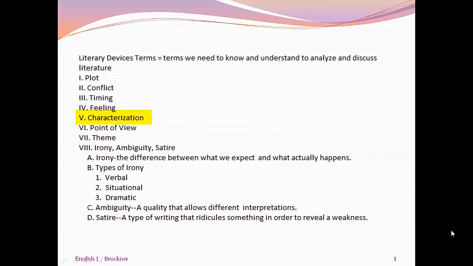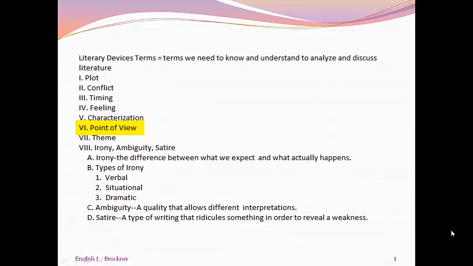Our fifth lesson focused on characterization, and we discussed how an author creates a character within a story through direct characterization and indirect characterization. We looked at character labels, being the protagonist, the antagonist, and supporting characters. We talked about the types of characters: flat, round, dynamic, and static. And then we talked about some special terms related to characterization, being motivation and dialogue.